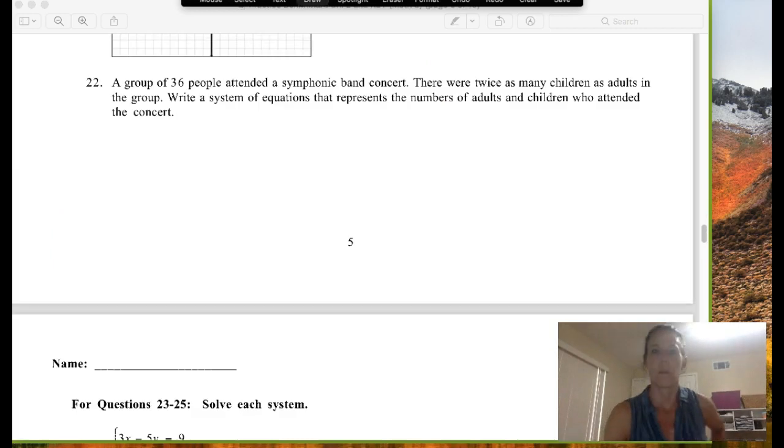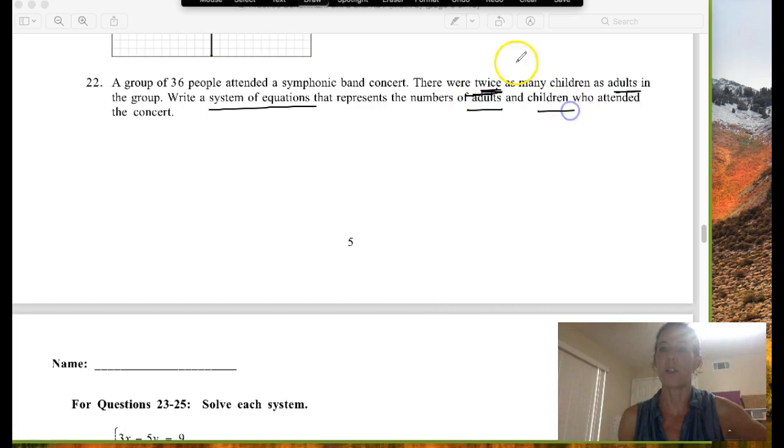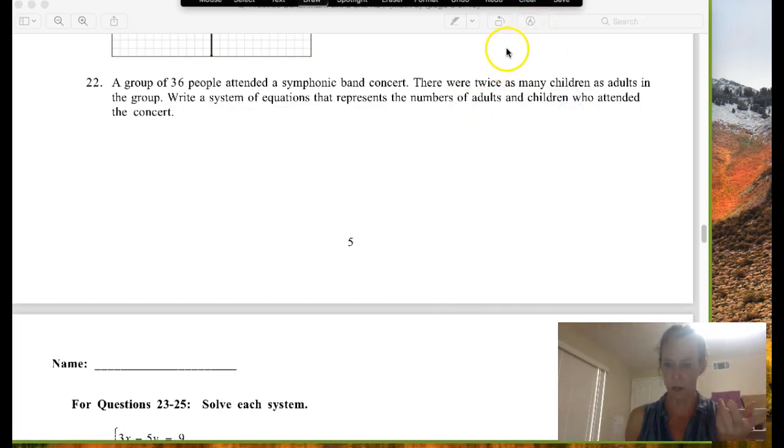Let's go to 22. All right, number 22. A group of 36 people attended a symphonic band concert. There were twice as many children as adults in the group. Write a system of equations that represents the number of adults and children who attend the concert. So a system of equations would be two equations, two variables here, because there are children and adults.